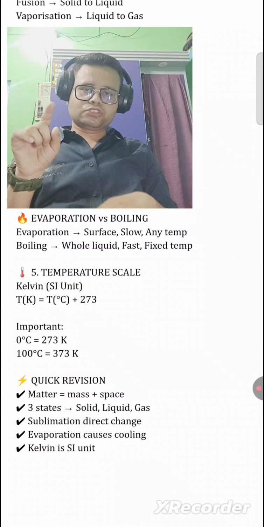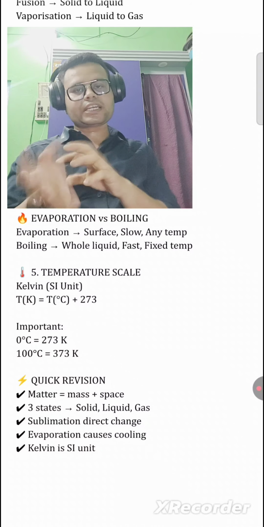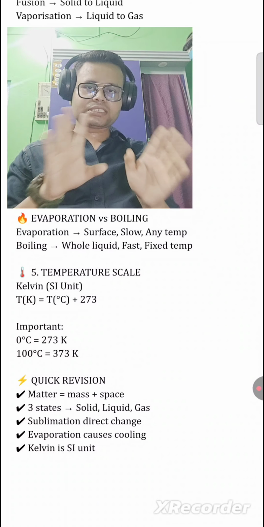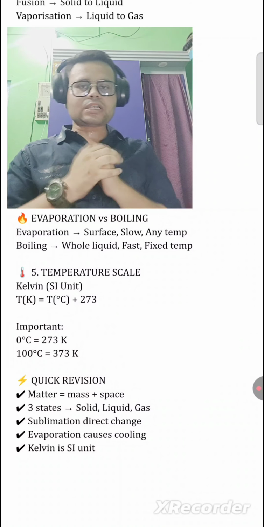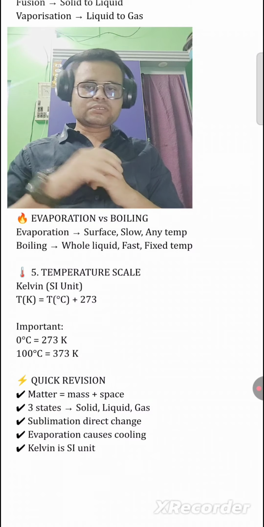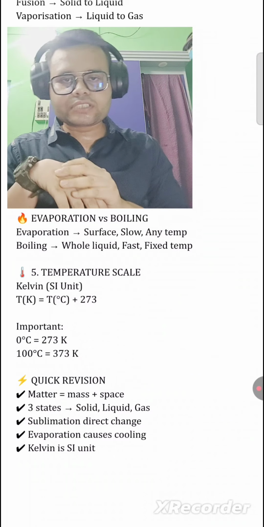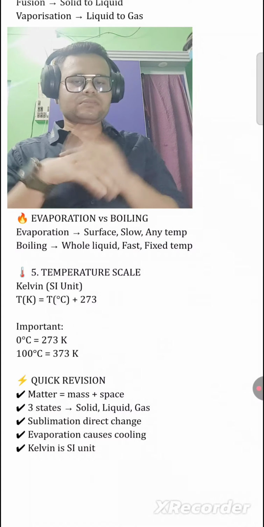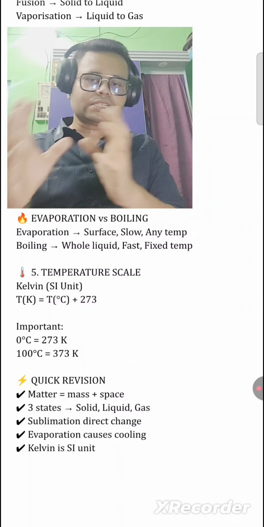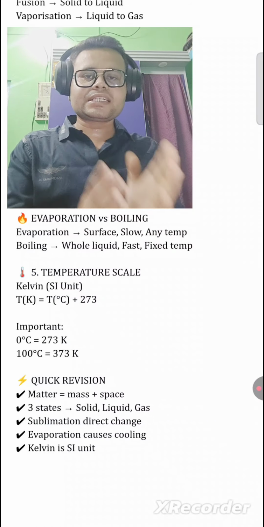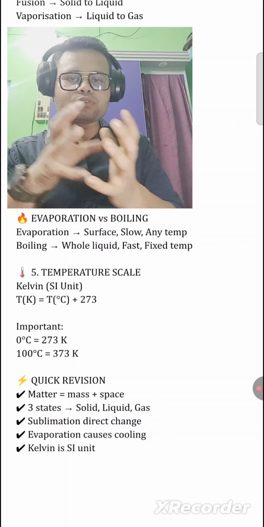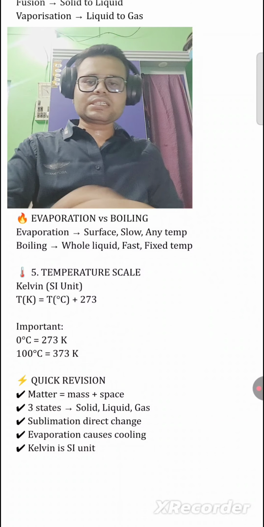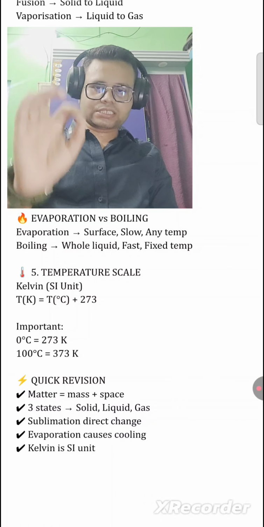If you want to change degree Celsius to Kelvin, you add 273 to the degree. For example, to change 27 degrees Celsius to the Kelvin scale, 27 plus 273 gives 300 K. What is important: 0 degrees Celsius equals 273 K, and 100 degrees Celsius equals 373 K.